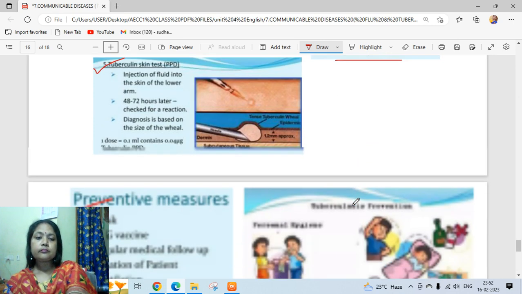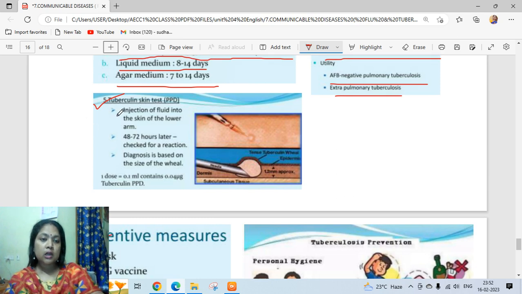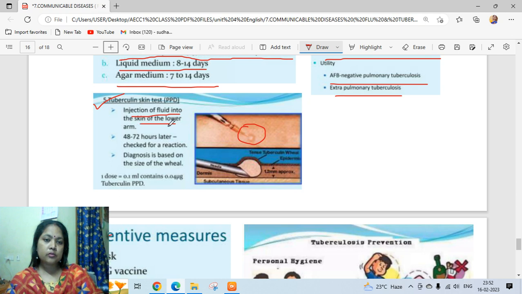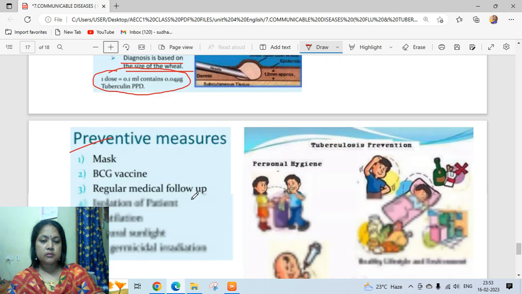Then tuberculin skin test, that is injection of fluid into the skin of the lower arm. Here you see that injection of fluid into the skin of the lower arm. Then 48 to 72 hours later checked for a reaction, and diagnosis is based on the size of the wheal. One dose is equal to 0.1 ml, containing 0.04 microgram tuberculin, that is PPD.